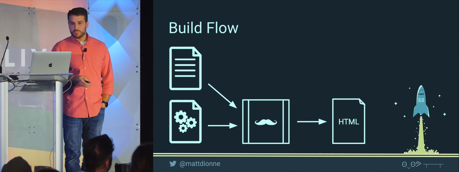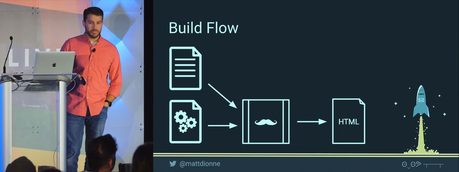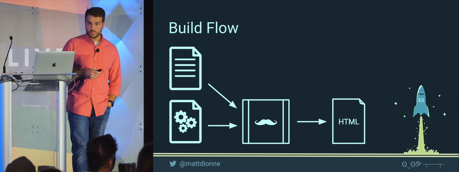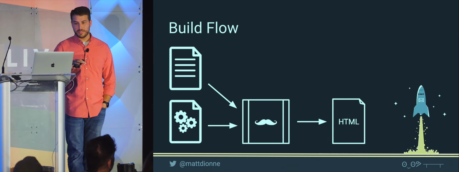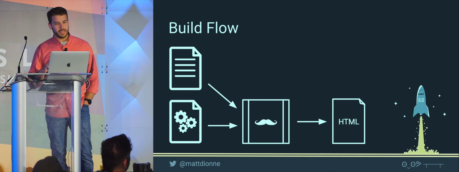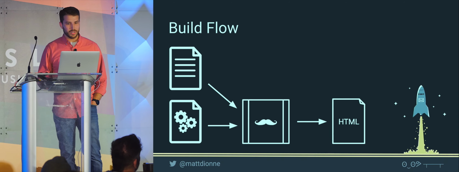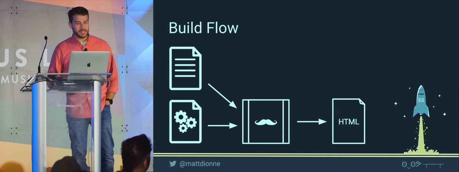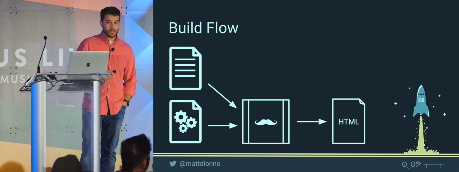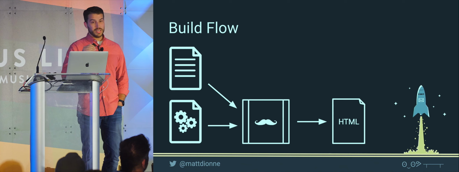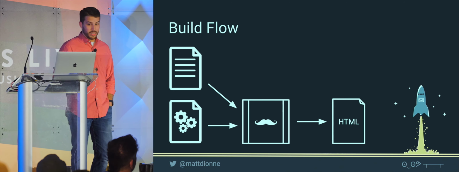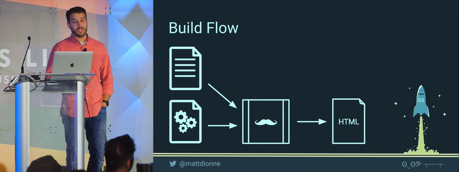So now the build flow looks something like this, where we've got the template and the JSON, and then that gets combined together and compiled with the mustache renderer. It takes the markup and the CSS from the files, the defaults from the template keys, and iterates over the document structure, replacing each of those keys with the HTML and CSS.